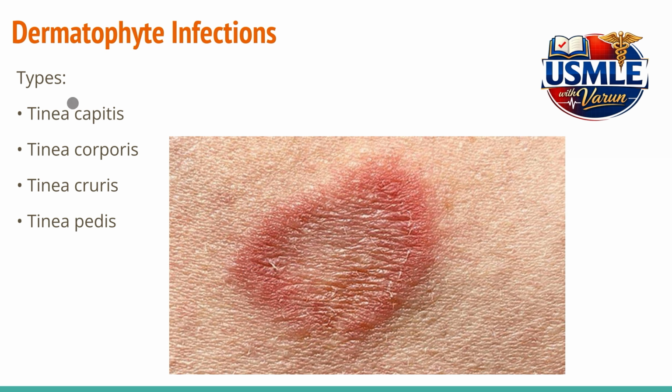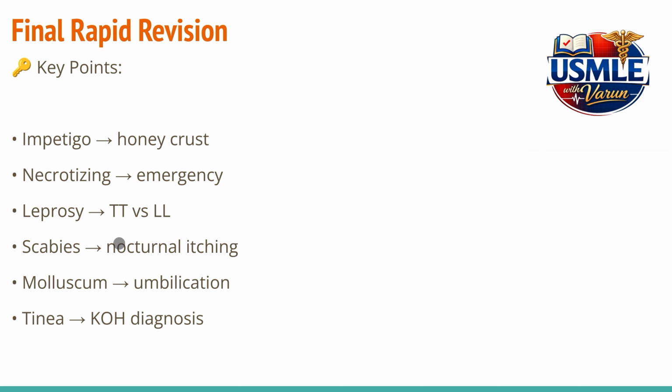So these dermatophyte infections are named based on the location, while the underlying mechanism is the same. If it's on the scalp, we call it tinea capitis. If it's on the body, we call it tinea corporis. If it's in the groin, we call it tinea cruris. And if it's on the sole of the foot, we call it tinea pedis.